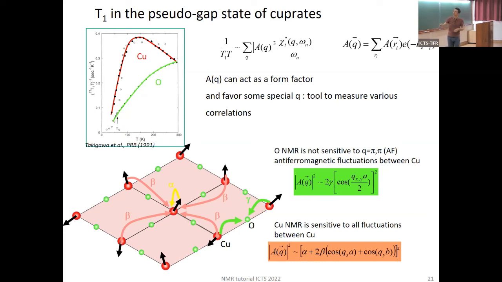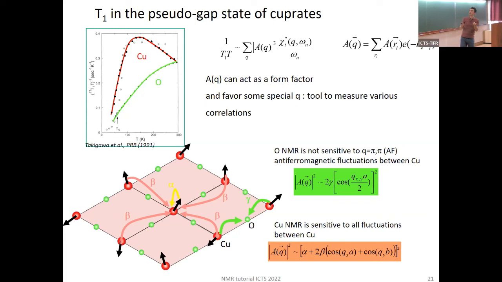And the reason is the following. For copper, you have different interactions, but basically you have an on-site interaction. The electrons live most of the time on the copper site, and they interact directly with the nuclei there. So you will have a constant term in this Fourier transform, which I call alpha here, which is the most important, and that is there. So you can take this one out. So you're basically summing all the components of chi double prime. Whatever kind of fluctuation you have in your system, whether ferromagnetic, anti-ferromagnetic, whatever, if your copper moment fluctuates, you pick it up in the 1 over T1 measurement at the copper site.